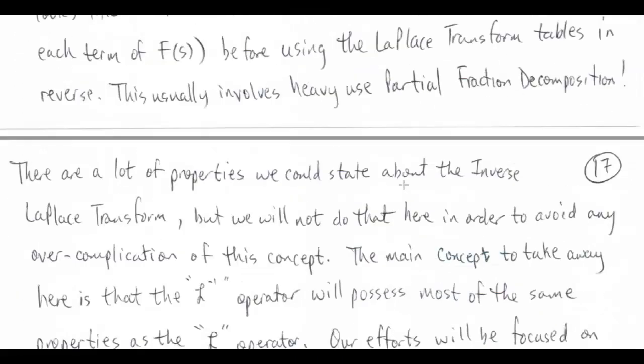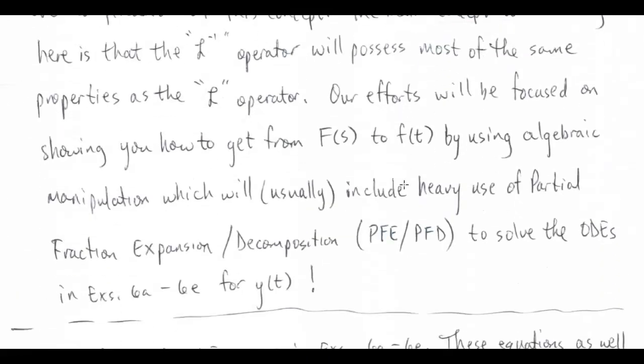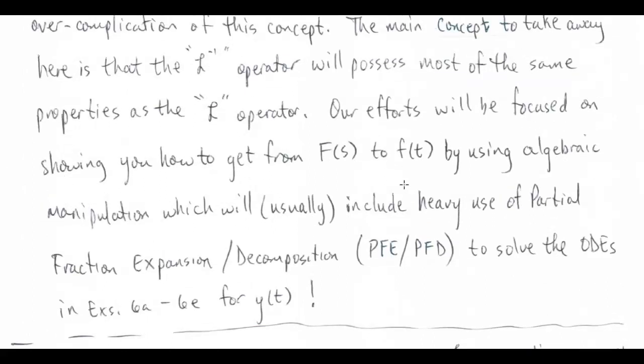Now, some of the examples that I'm going to do here, I'm actually going to do the examples that we saw in the part 5 video, the examples A through E. And I'm going to run through all of them to show you how we actually solve those for y of t by using this concept of the inverse Laplace transform, like I just described. Now, the thing that I want to get at here is that some of these problems are going to be long, and they're going to be long on purpose, okay?